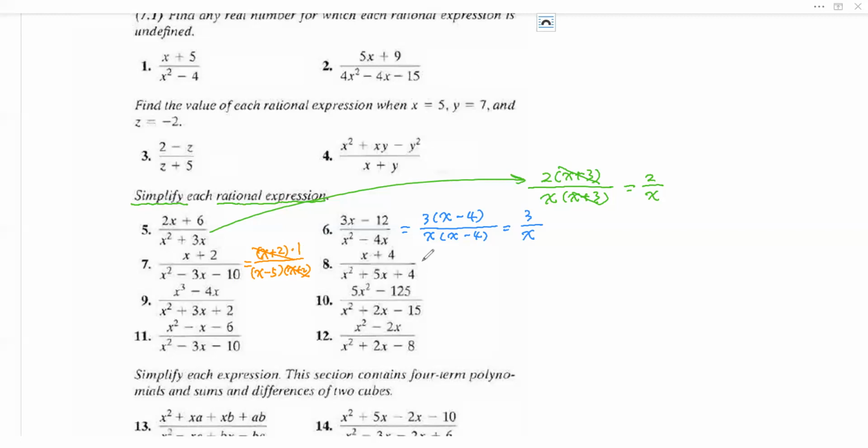Number 8. Number 8 should be very similar to number 7. We factor the bottom part. So everyone should be very good at factoring right now, all right? Since we have spent a lot of time on different factoring processes, right? So factor this part out, and the rest is 1 over x plus 1.